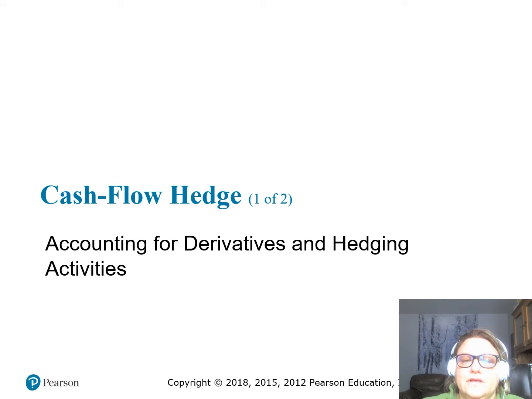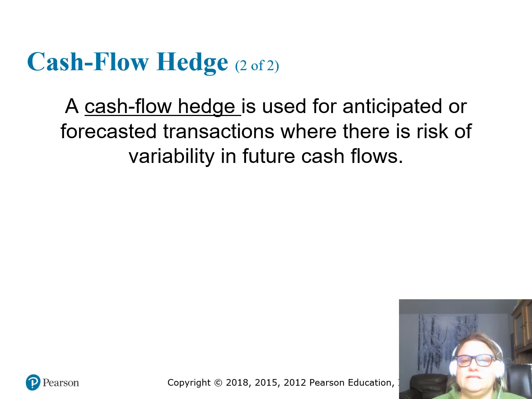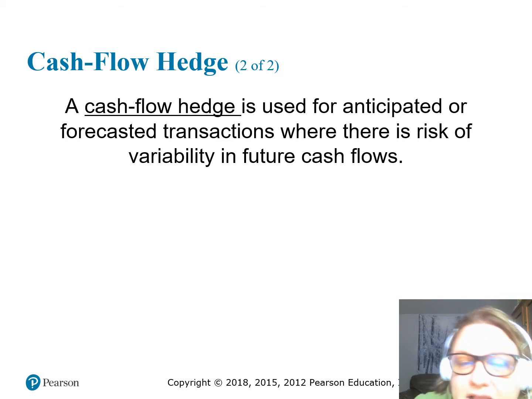Okay, so now let's look at accounting for derivatives and hedging activities. All right, so a cash flow hedge is used for anticipated forecasted transactions, where there's a risk of variability in future cash flows.